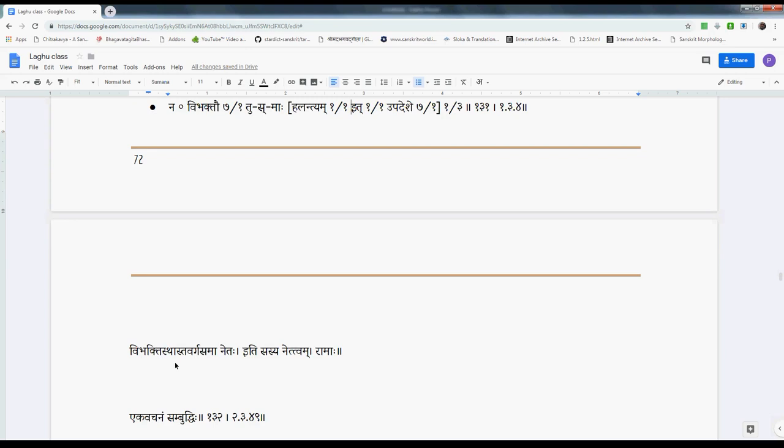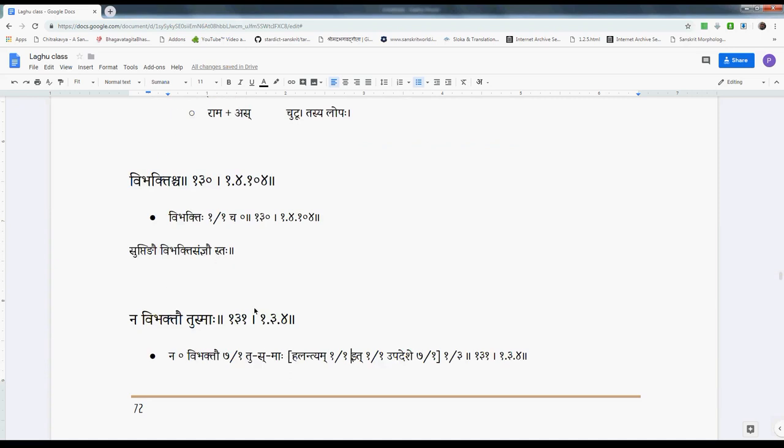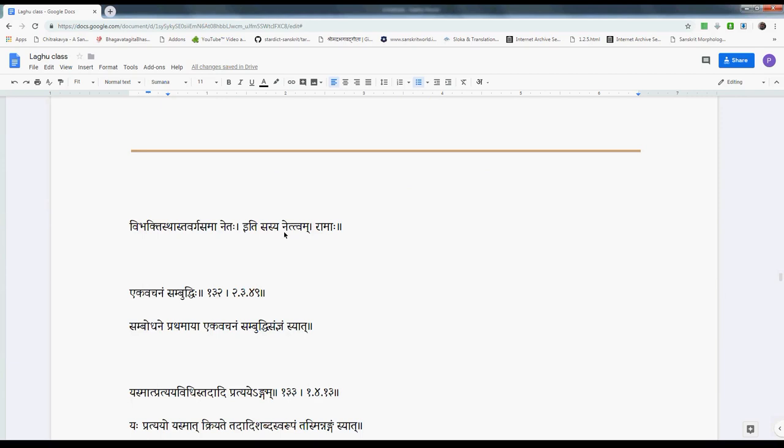Vibhakti sthaha: those which are present in vibhakti. Which are those? Tavarga by tu, Sakara and Makara. Therefore, Tavarga samaha. Tusmaha is what? Tavarga samaha na itaha. Itaha na bhavanti. Iti sasya na itvam. Kasya sasya? Jas iti pratyayasya sasya. The sasya is sakarasya. Akara there is for uccharana. This Ramaha plus Us: Sakarasya iti sasya itvam na bhavati, netvam is na itvam.